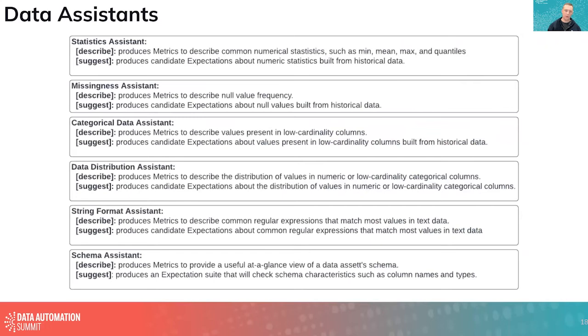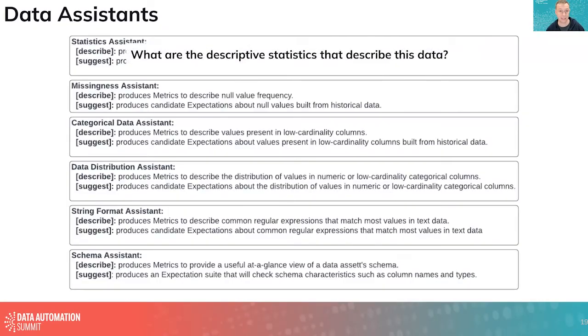Okay, so let's suppose now that I have all these components, and what can I do? At this point, I have the ability to start asking questions at a higher level than I did before. And we call that a data assistant. So for example, the statistics assistant is really just saying, what are the descriptive statistics that describe this data? Now, that's a question that you repeat over and over. It's a classic part of the discovery process, the exploratory data analysis process for working with a new data set.